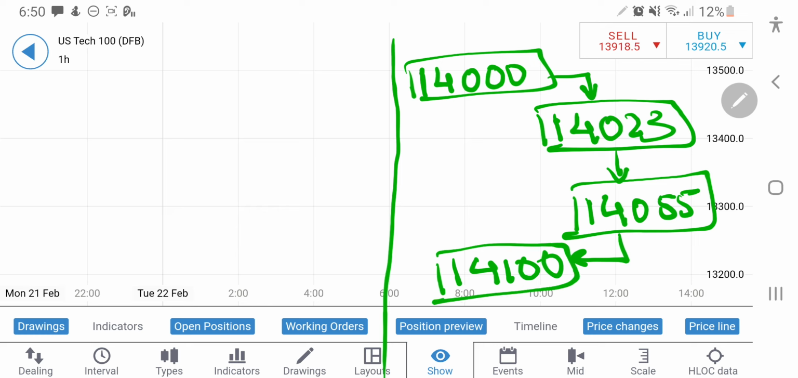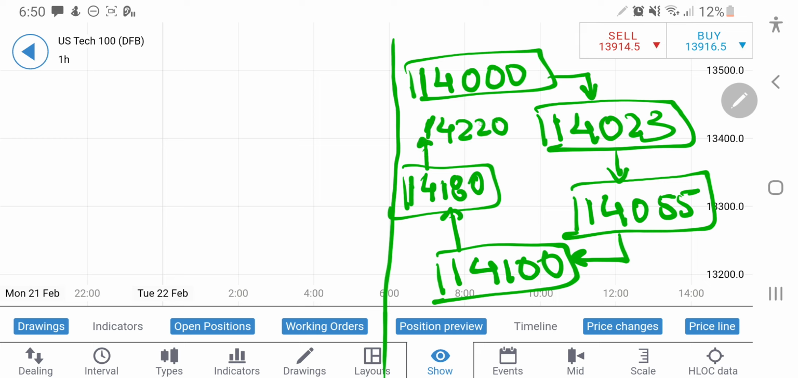We can see it dropping again after 14,100. It can come back to 13,900, 13,800 zone. Also, if it breaks 14,100, then I think sky is the limit. It will try to hit 14,180 and 14,220 levels, where it is going to get strongest resistance on the upside. Now this is on the talk of upside.